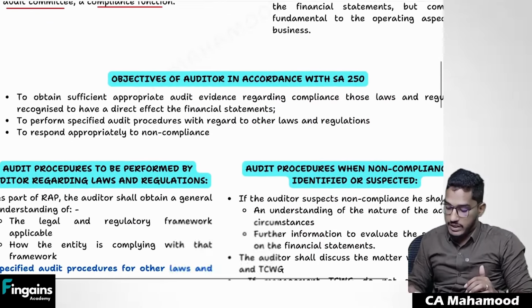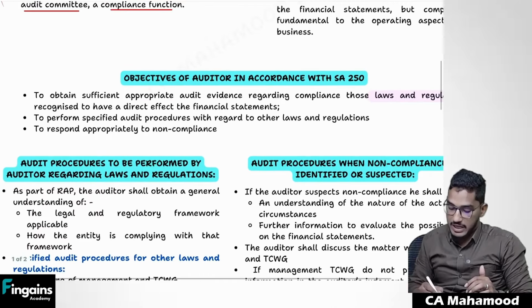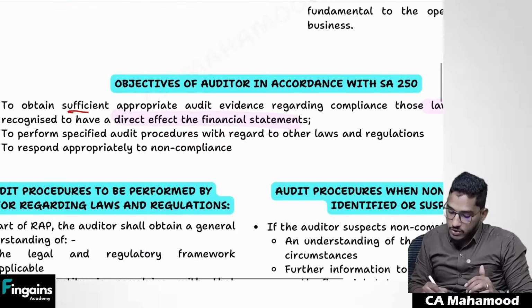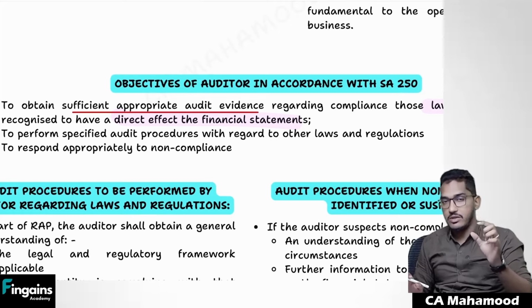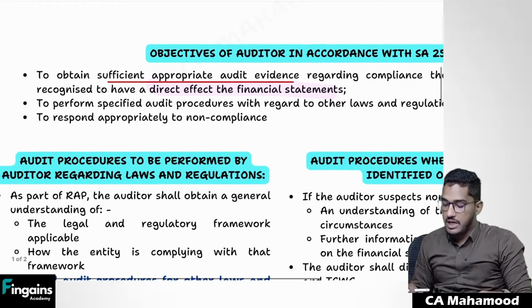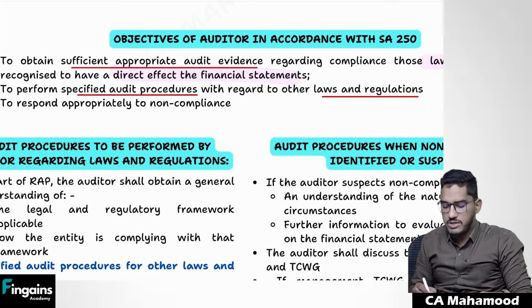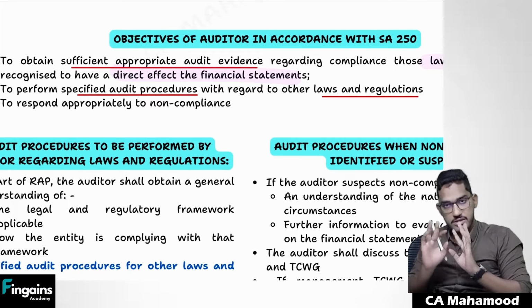As we have told, when it comes to category 1 laws and regulations, those which have a direct effect on financial statements, the auditor should obtain sufficient appropriate audit evidence. Since category 1 laws and regulations have a direct effect on the financial statements, you are not given any privilege there. You have to perform in-depth audit procedures and obtain sufficient and appropriate audit evidence. Whereas when it comes to other laws and regulations, what is your responsibility? If you perform specified audit procedures, that will be enough.